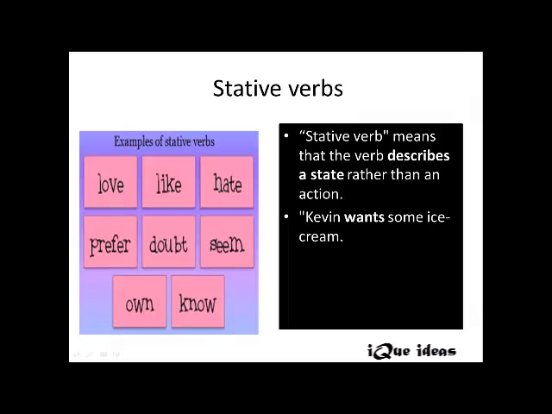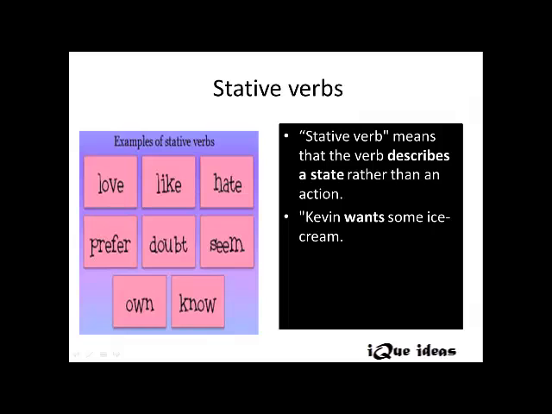Can you experience? Yeah, you can experience. Can you see the action want here? It cannot be seen because it is a state. The other examples of stative verbs are love, like, hate, prefer, doubt, seem, own, know.